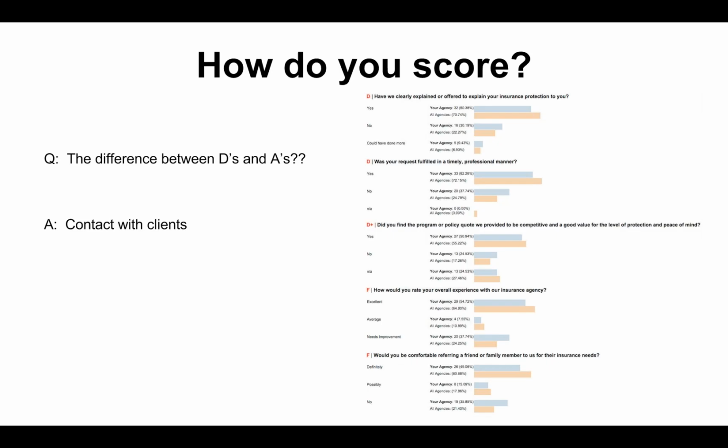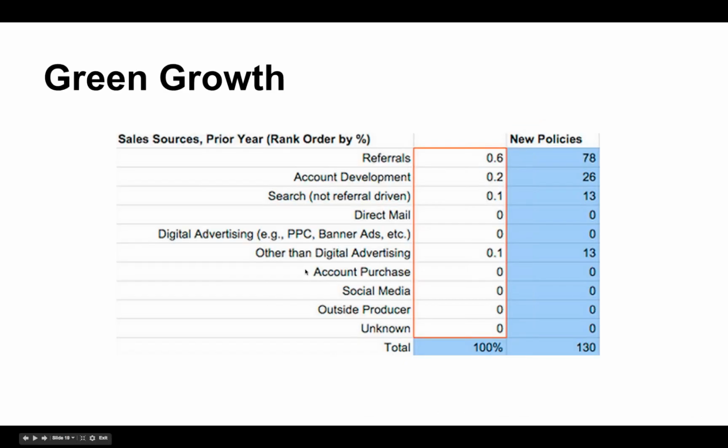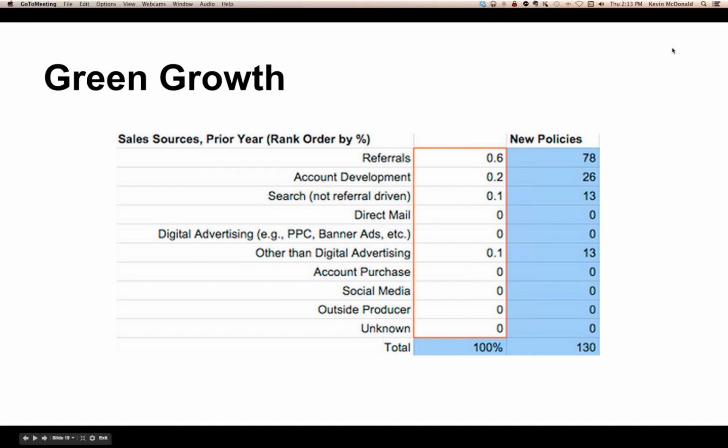What's the difference between an agency that gets D's and one that gets A's on these individual scores? We've got, I don't know, 2,000 or 3,000 of these that we've looked at over a period of time, different agencies. And the short answer is, it's contact with clients. The agencies that tend to get better grades just have more contact with their clients. It's just that simple. That's not a new thing. For years, I think most of us have heard that it takes 5 to 7 proactive contacts per year to maximize customer value, right?